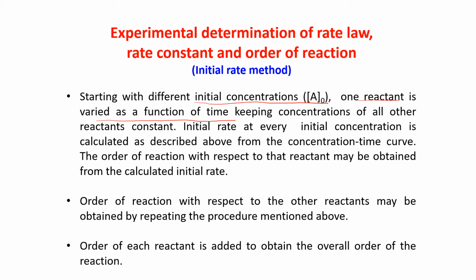Now the same thing we will do by keeping A constant and varying the initial concentration of B. The order of reaction with respect to the other reactants may be obtained by repeating the procedure mentioned above. In this way we will get the order of each reactant, including B. Now we will add these two and you will get the overall order of reaction. This is known as the initial rate method.